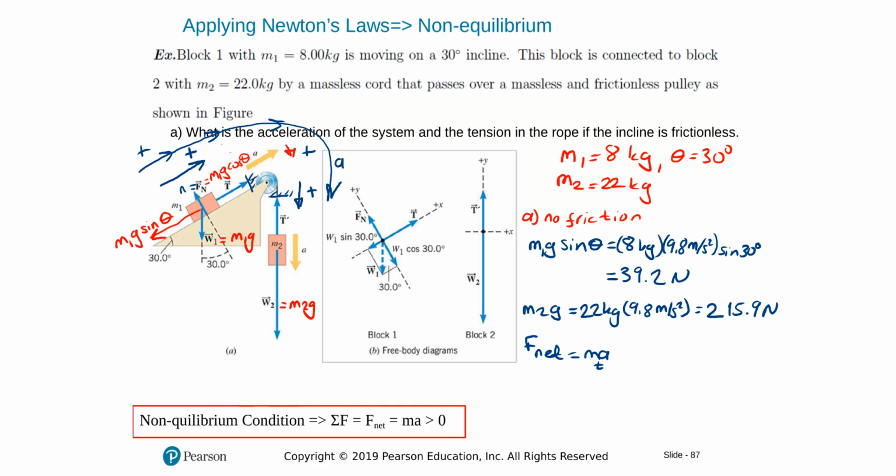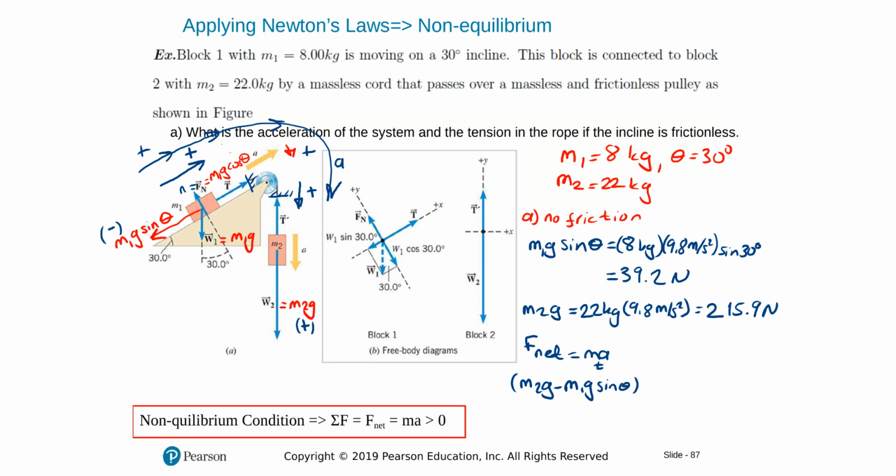What is our F net? Since this is our positive side, down is positive here, so m2g is positive and m1g sine theta will be negative. So my F net will be m2g minus m1g sine theta, and that's it.